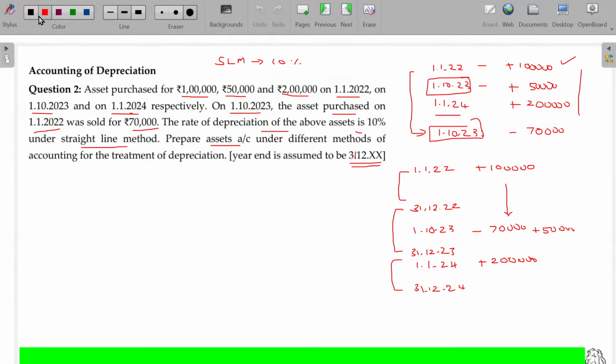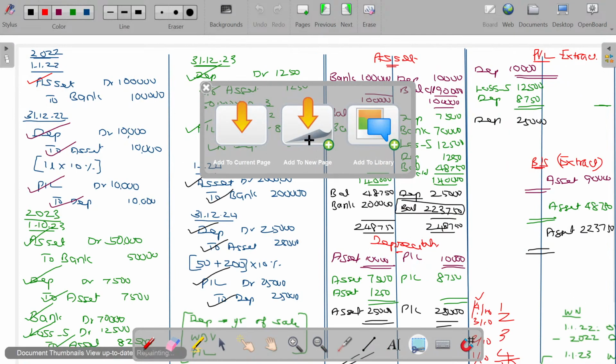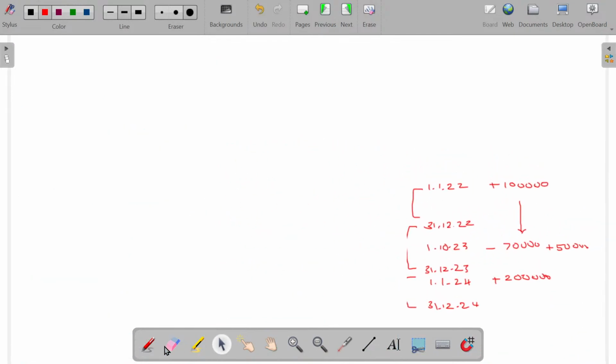So I'll now solve this illustration under provision for depreciation model. Okay, I start with this one. These are the information. Provision for depreciation model. In the year beginning 1/1/22, asset purchased for 1 lakh. Asset account debit to bank. Value being 1 lakh.